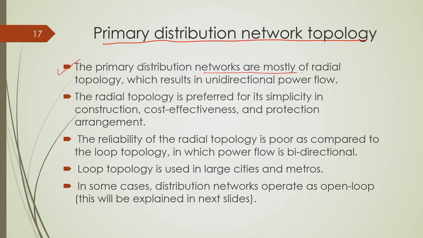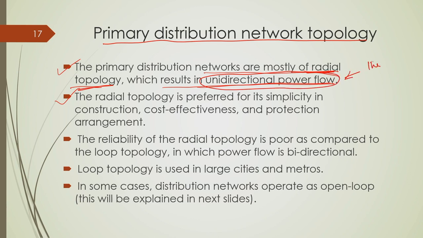Okay. The primary distribution networks are mostly radial, which results in unidirectional flow of power. So, it is radial. What do you mean by this radial topology? I will come to that in my next slide. Okay. Now, why is this radial topology preferred? Because of this advantage, that unidirectional flow of power. This is the biggest advantage.